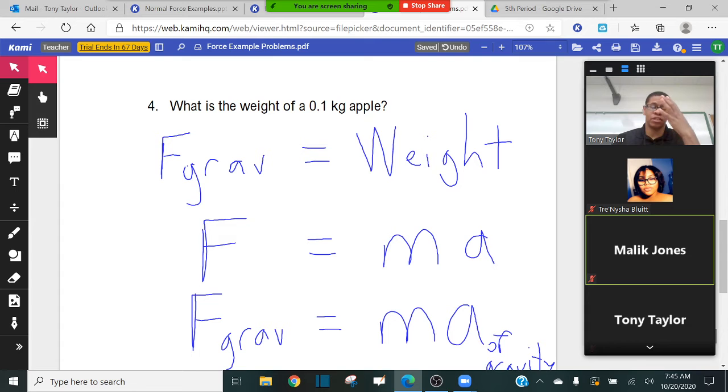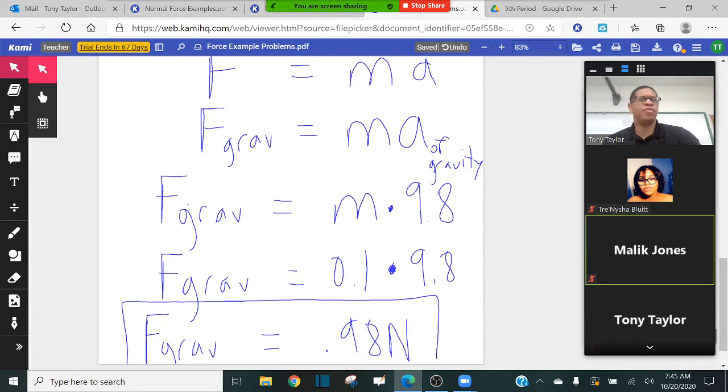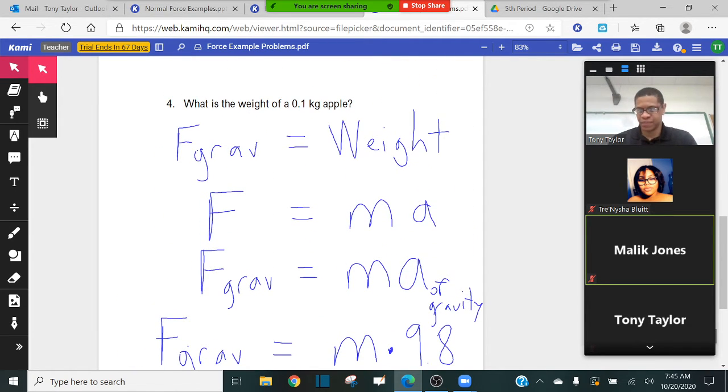Okay, so guys, just be sure you're following along with what I did, because there will be problems like this on your homework assignment for today. Anytime you want to know an object's weight, it's just mass times 9.8, and in this case, the mass was 0.1 kilograms. Because force of gravity is equal to an object's weight. Any questions there before we move on?